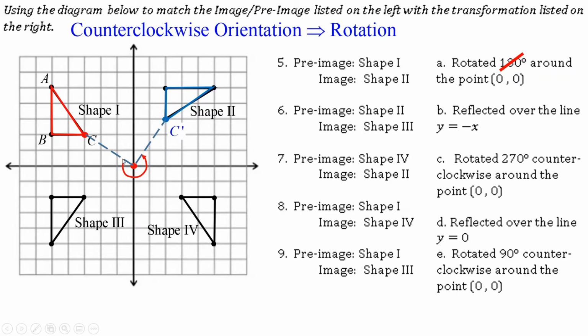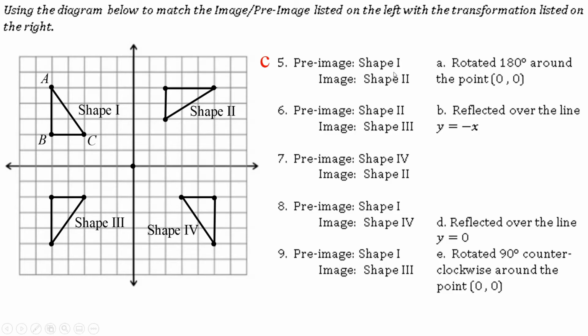Do you agree? Look at this angle if I'm going 270 degrees counterclockwise. Do you agree that that is 3/4 of a complete rotation? And if a complete rotation is 360 degrees, 3/4 of that would be 270 degrees. So that is a 270 degree rotation counterclockwise. So the answer to 5 is C. Very cool. All right, so let's go on to number 6.